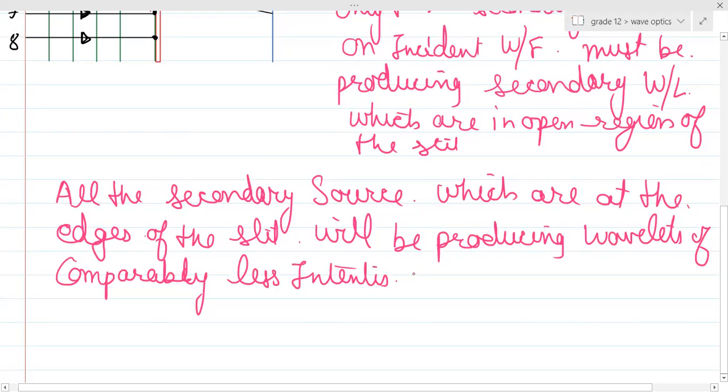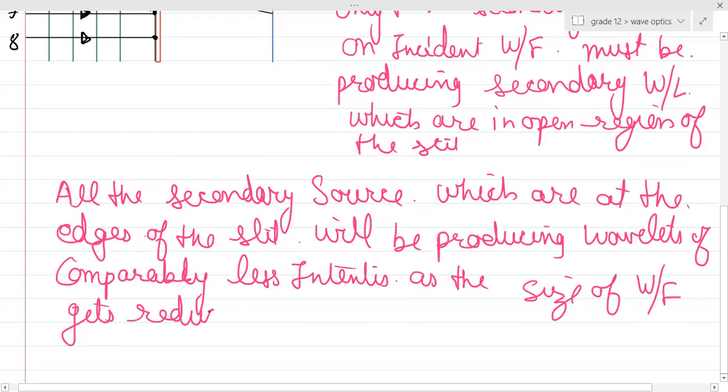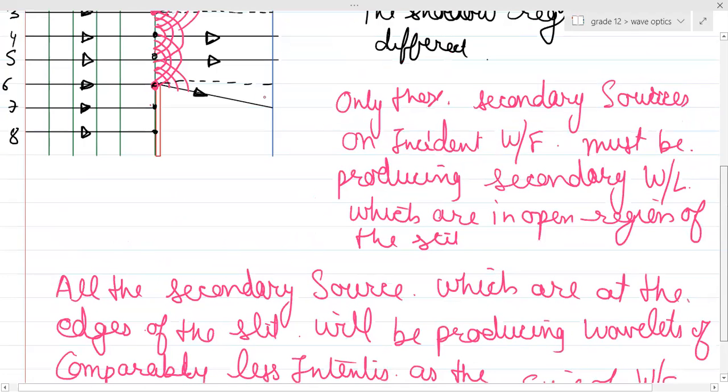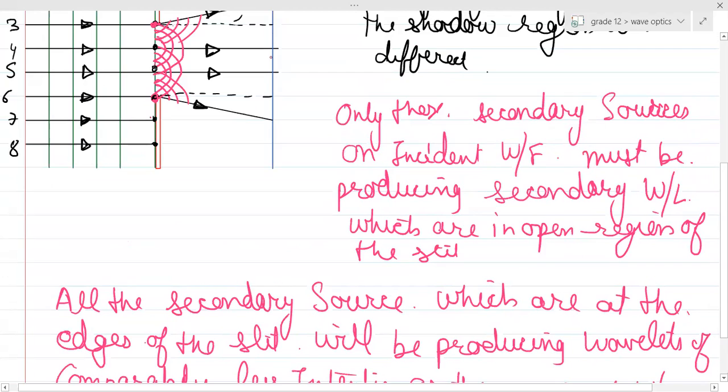Why, guys? Why? As the size of the wavefront gets reduced. Yes or no? So that's why they have very less intensity, and that's why this region looks completely bright, whereas this region looks like a little bit lesser intensity. The intensity keeps on decreasing, and here it becomes completely dark. Are you getting my point?